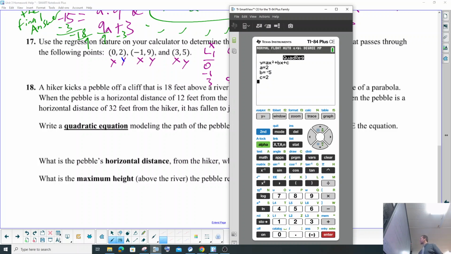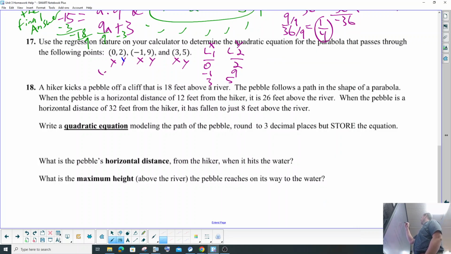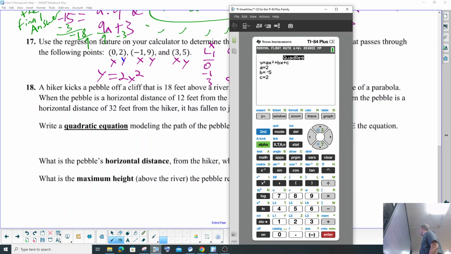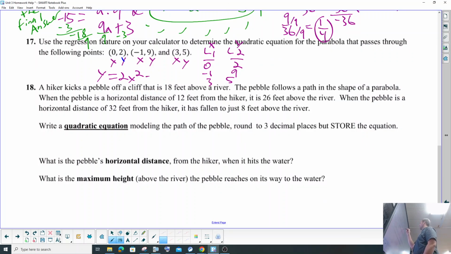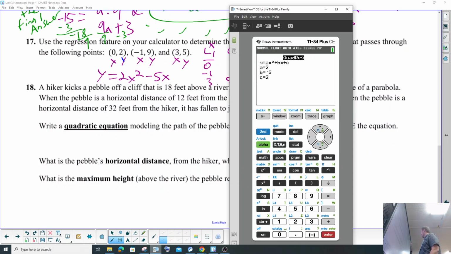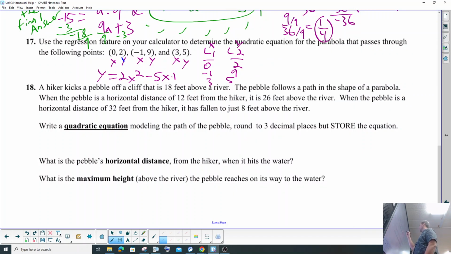And so there's our equation. Write it down. So y equals, what's our a value? 2x squared. So then we get y is equal to 2x squared. What's our b value next? Negative 5x. So negative 5. Don't forget your letters. Don't forget x. And then plus c, where your c value is just a 2.